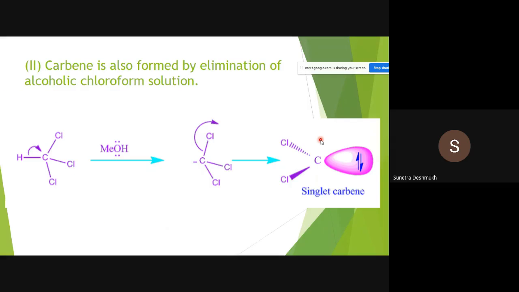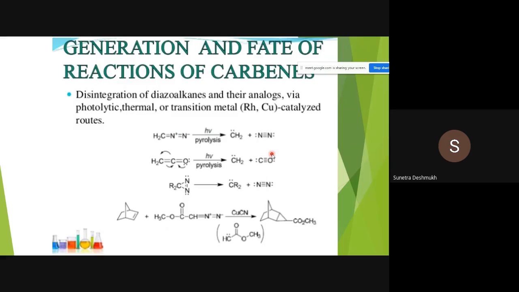Carbenes are also formed by elimination from an alcoholic chloroform solution. From chloroform, in the presence of methanol, we can synthesize carbene first, and on further treatment it gives singlet carbene, which has a total of 6 electrons. Generation and fate of reactions of carbenes: how many different ways can we generate carbenes? Disintegration of diazoalkanes and their analogs via photolytic, thermal or transition metal catalyzed routes. So different routes are used to synthesize carbenes.